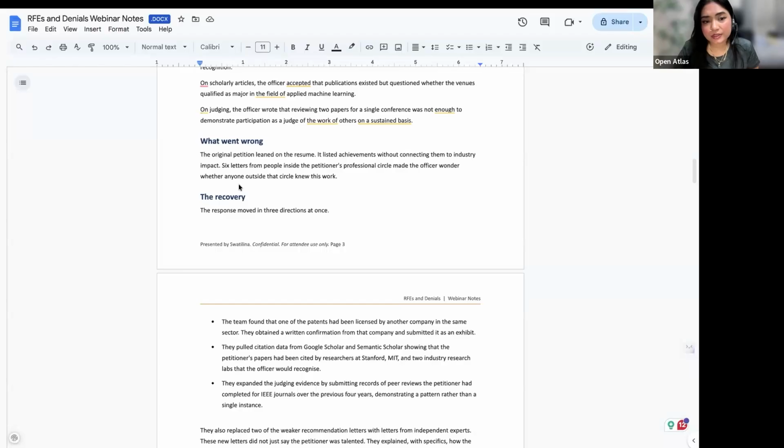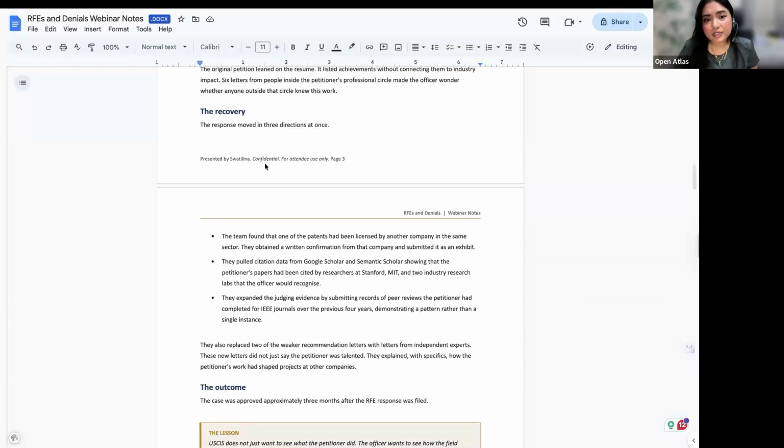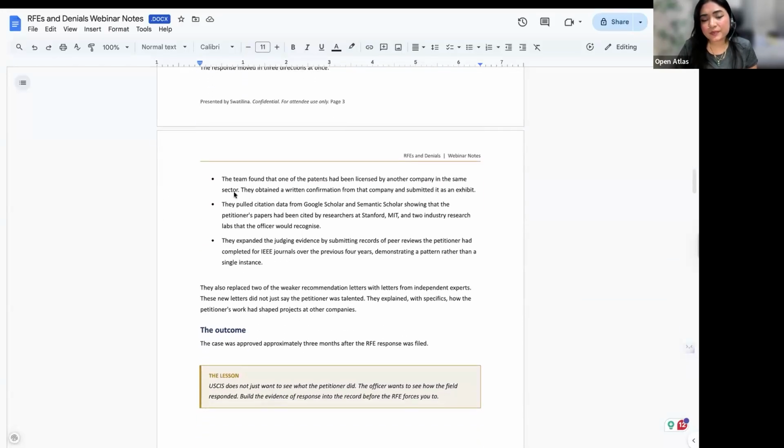That is very important. So the response moved in three directions at once. The team found that one of the patents had been licensed by another company in the same sector. They obtained a written confirmation from the company and submitted it as an exhibit. So this is very exceptional. Usually I don't see that happening, but it was in that case. So this is how we resolved it.